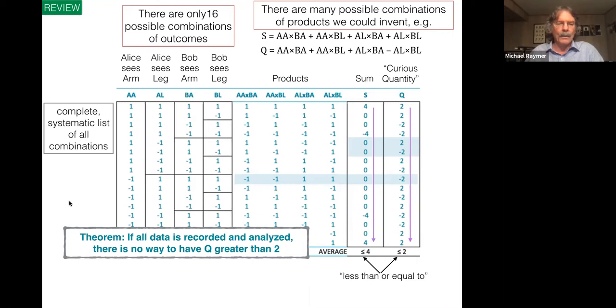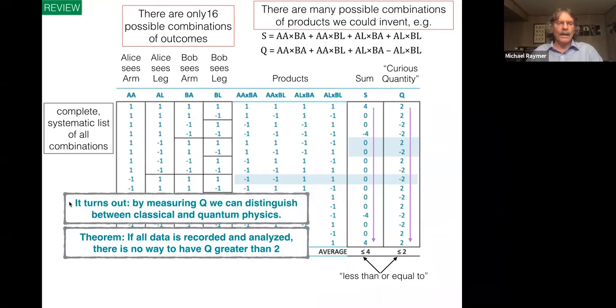Okay. Now, the reason we focus on this Q quantity is because it turns out that by measuring the average of Q, we can distinguish between classical and quantum physics, which is a very remarkable statement that nobody knew until about the 1960s when John Bell pointed this out. Einstein would have been really fascinated by this result, but unfortunately he passed away before then.